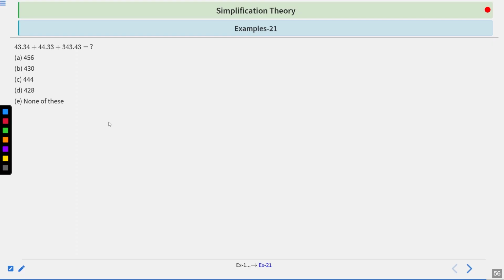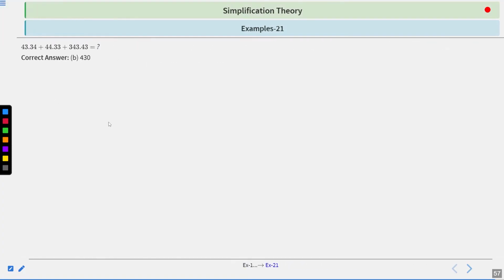43.34 plus 44.33 plus 343.43. We have 5 options. First one is 456, second is 430, C is 444, D is 428 and last one is none of these. Now see the solution. The correct answer of this question is 430.